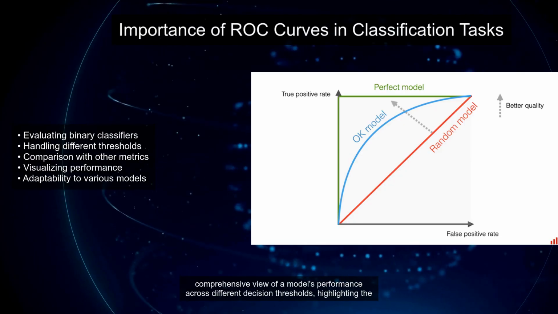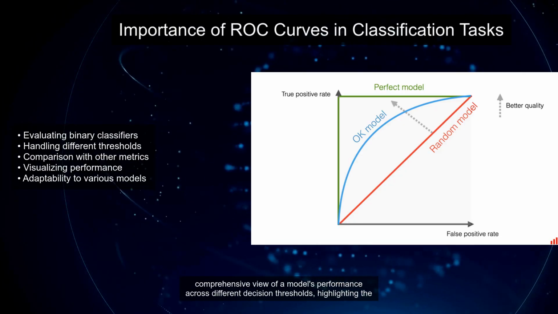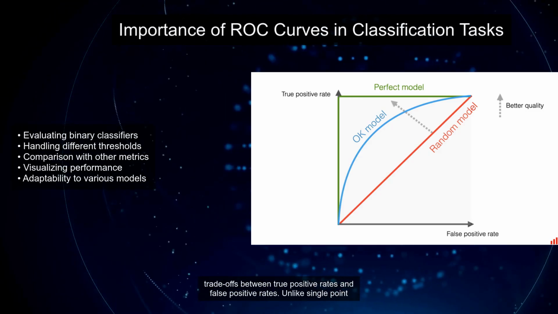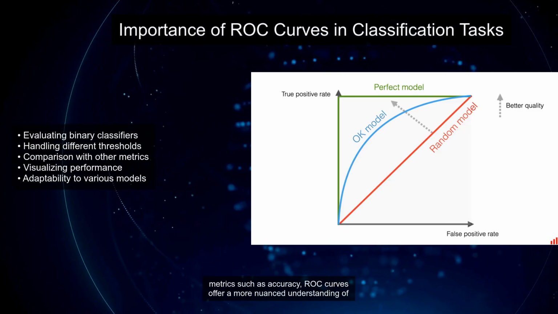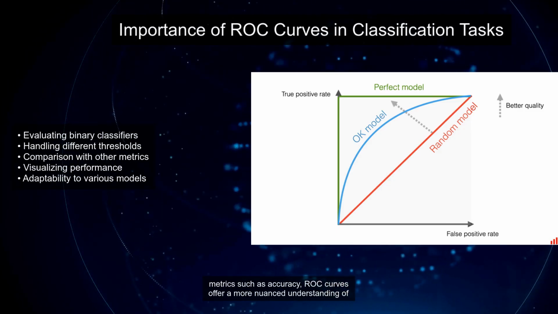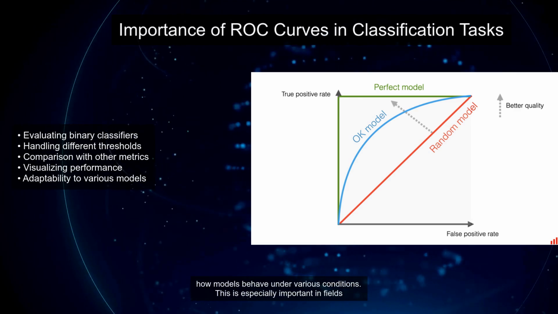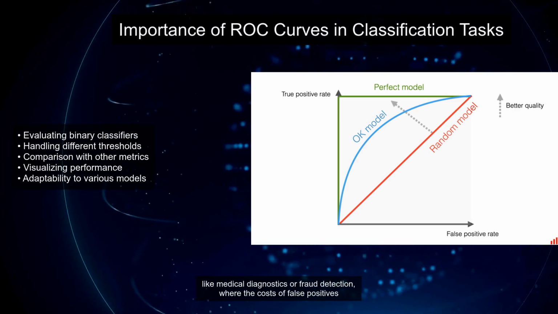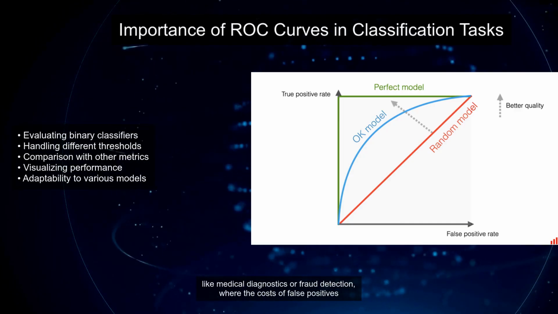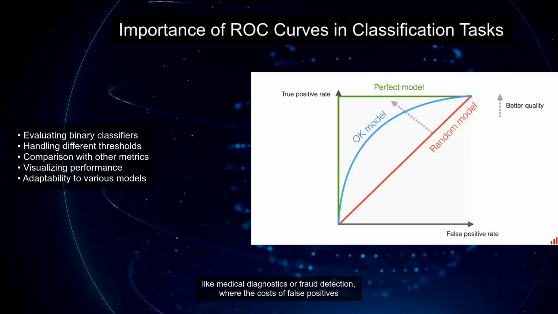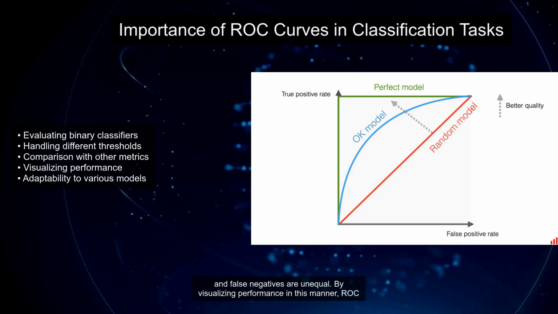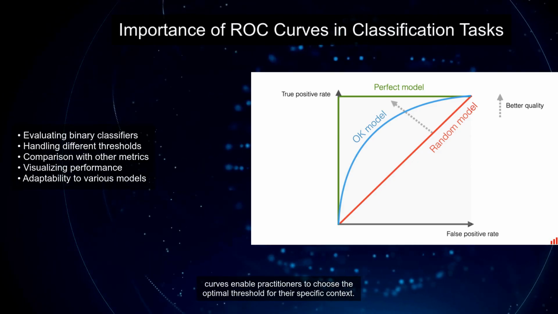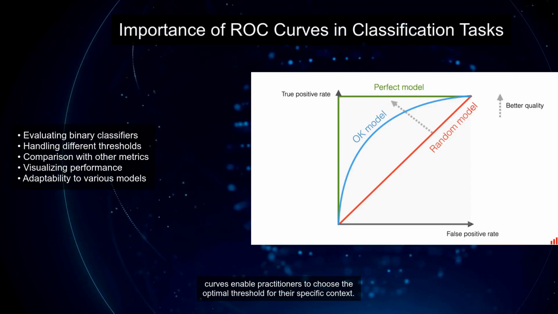ROC curves are indispensable when evaluating binary classification models. They provide a comprehensive view of a model's performance across different decision thresholds, highlighting the trade-offs between true positive rates and false positive rates. Unlike single-point metrics such as accuracy, ROC curves offer a more nuanced understanding of how models behave under various conditions. This is especially important in fields like medical diagnostics or fraud detection, where the costs of false positives and false negatives are unequal. By visualizing performance in this manner, ROC curves enable practitioners to choose the optimal threshold for their specific context.